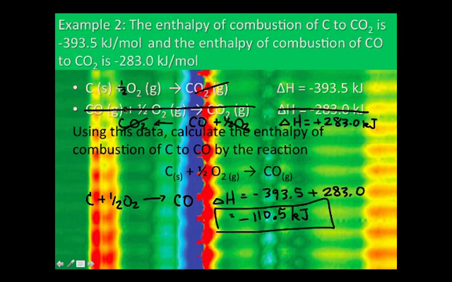for the combustion of solid carbon to form carbon monoxide. So there you go. We found two related reactions, and we're able to combine them to get the one that we didn't know.